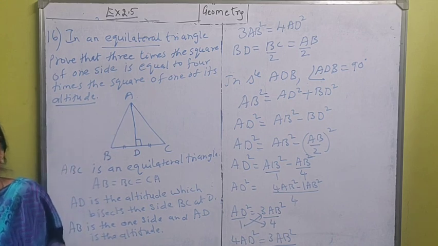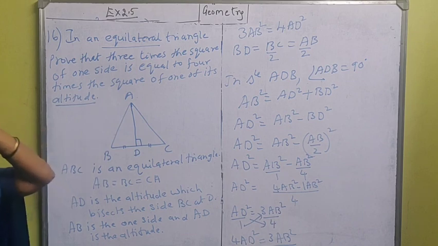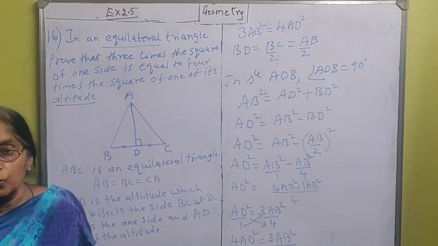So I have completed the exercise 2.5. So the triangles part, that is the chapter, is over.